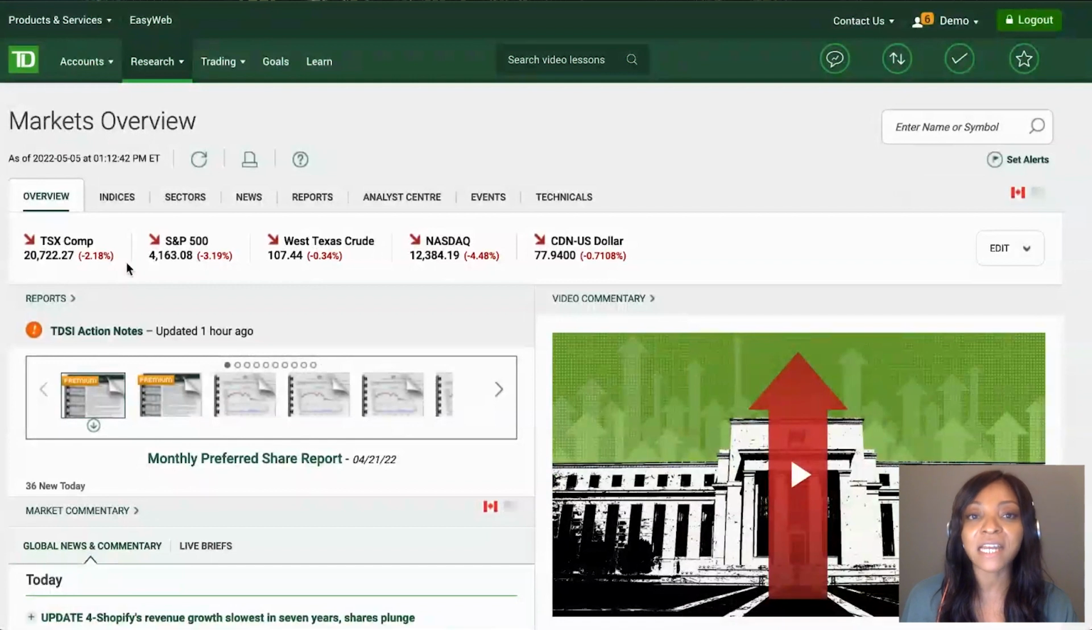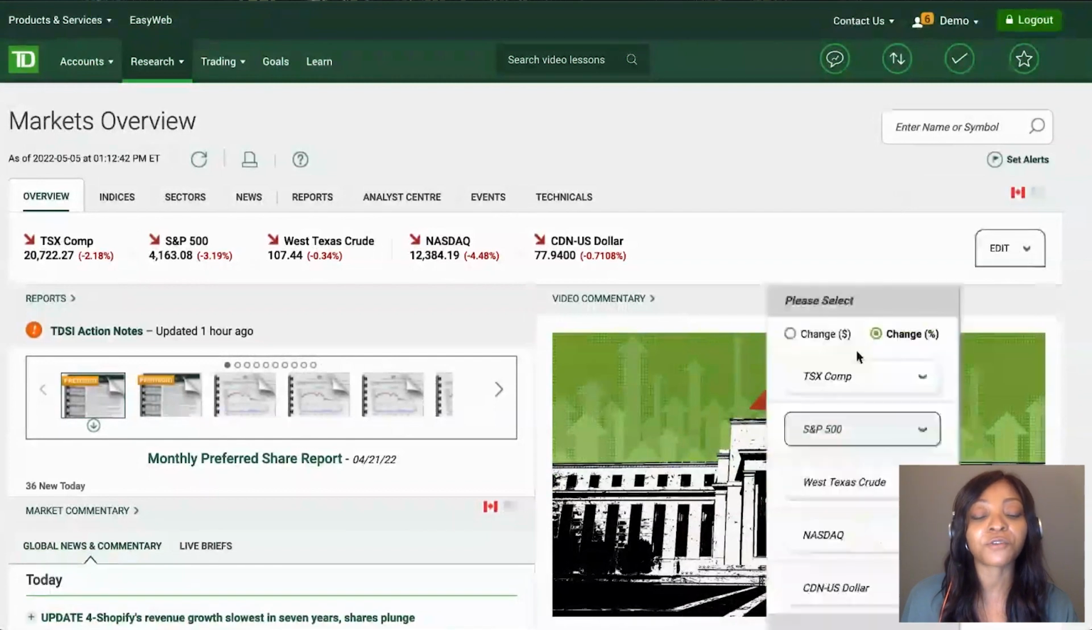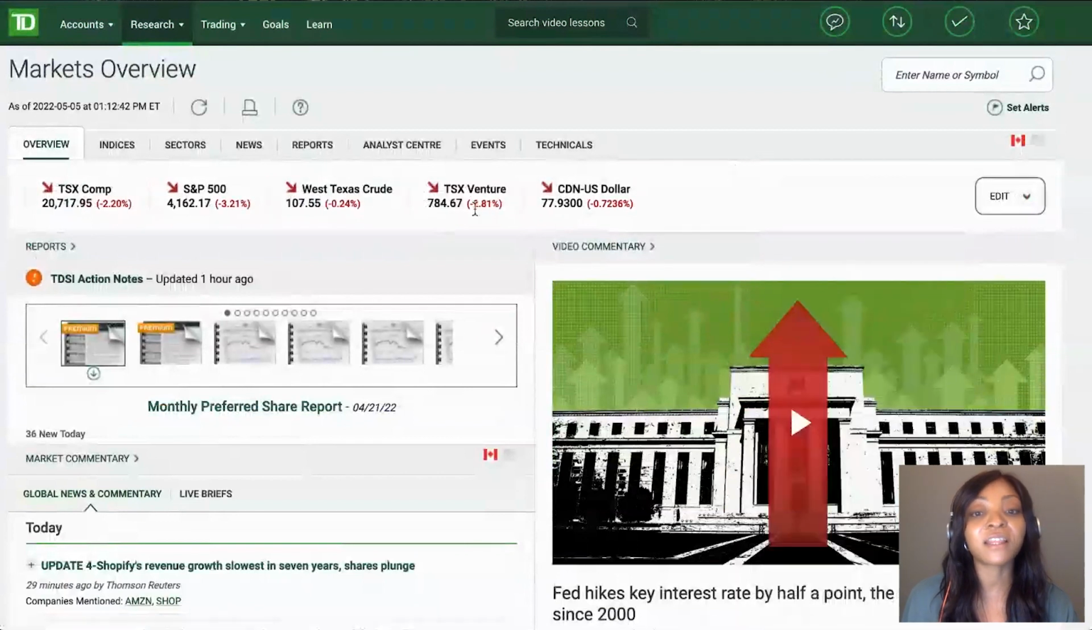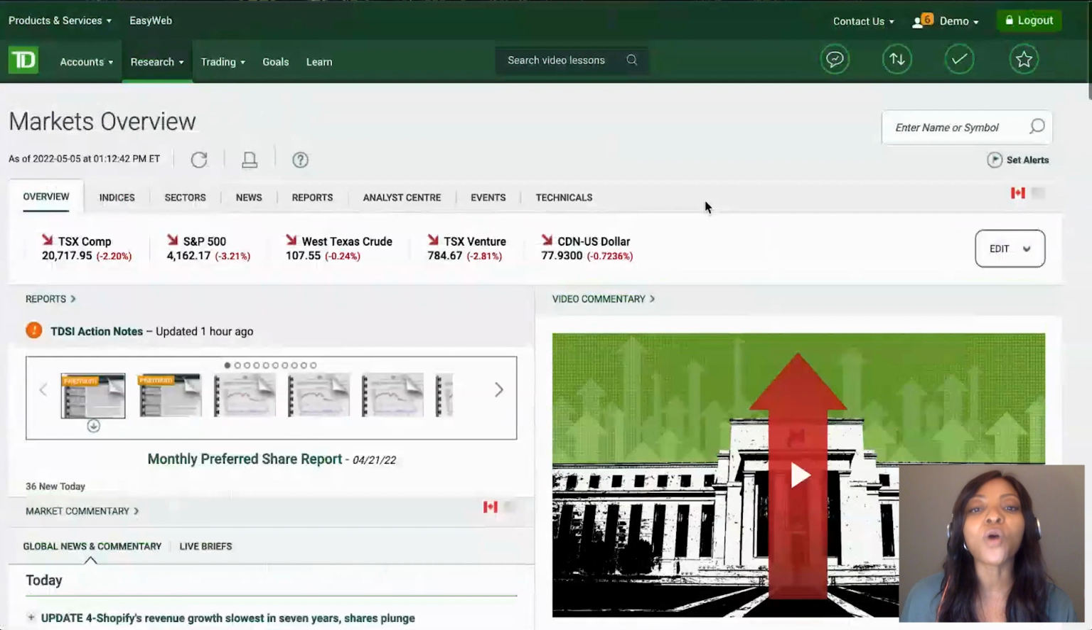And I can decide to edit what I'm seeing on here. So when I click on the edit button, I can decide maybe I want to change the information I'm seeing from the NASDAQ, and instead maybe I want to see information about the TSX Venture. I can save that information and that is updated. So this is just one way an investor could find out what's going on with the markets, which major markets are performing well, which ones are not doing so great.